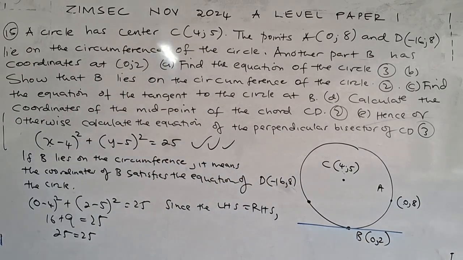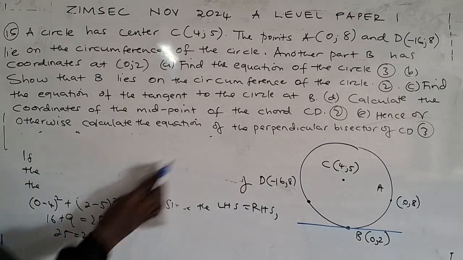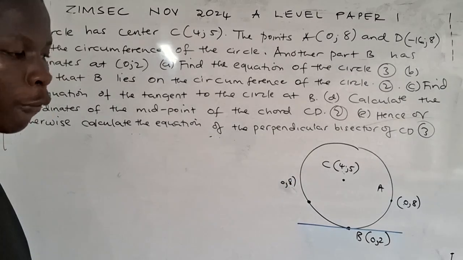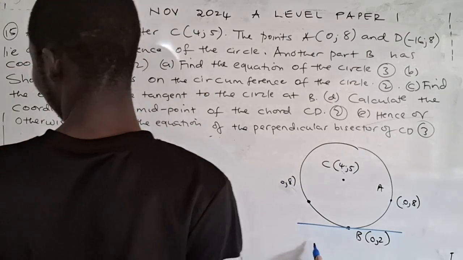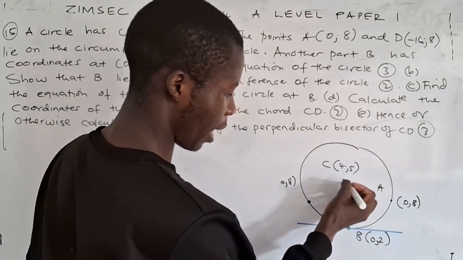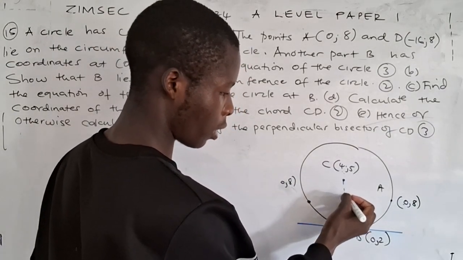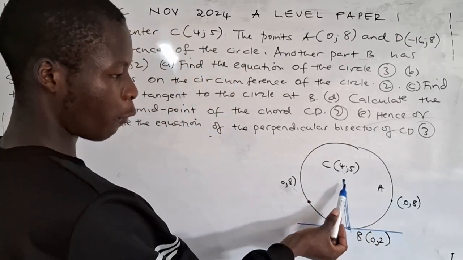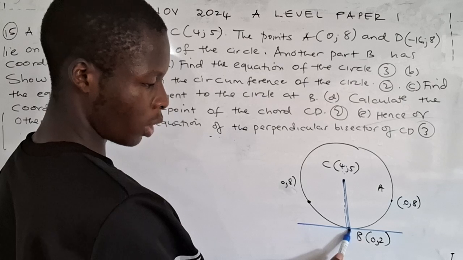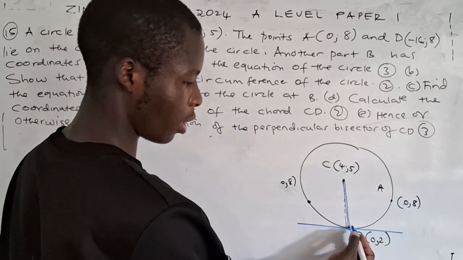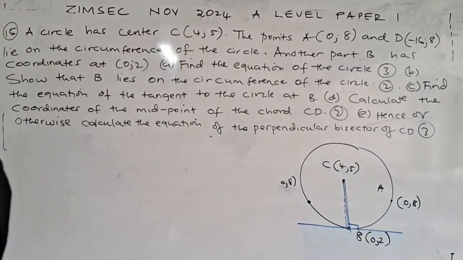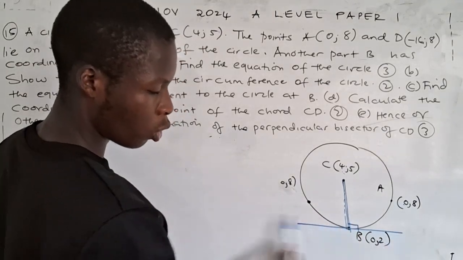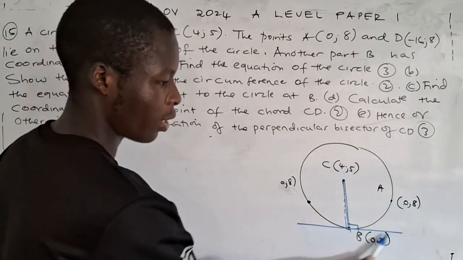So we want the equation of this tangent. In order for you to find the equation of this tangent, what are you supposed to see? I'm going to draw a line from the center of the circle to the tangent. Now, it makes an angle of 90 degrees with the tangent. It means this line is normal to the tangent.